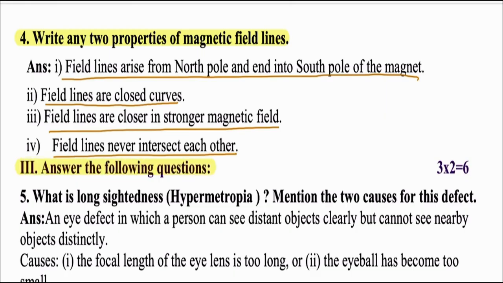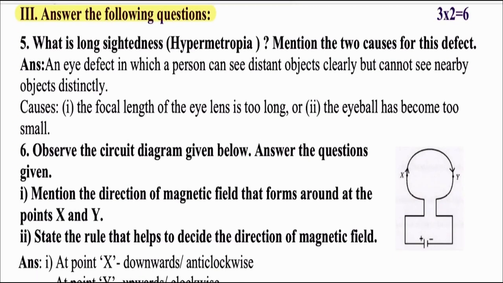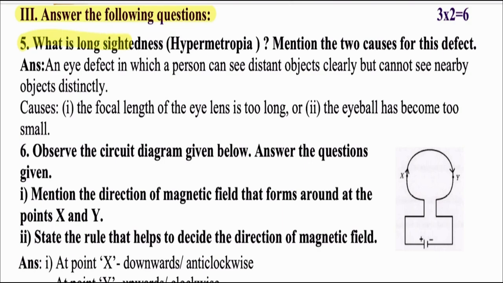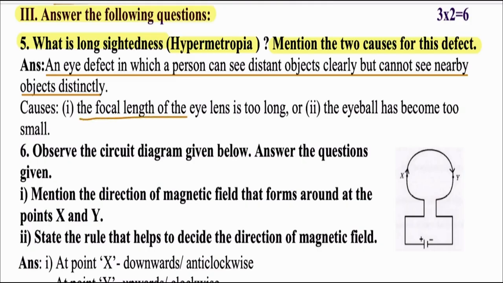Answer the following questions. Question number 5. What is long-sightedness? Hypermetropia. Mention the two causes for this defect. So hypermetropia means an eye defect in which a person can see distant objects clearly but cannot see nearby objects distinctly. And the causes are the focal length of an eye lens is too long or the eyeball has become too small. These two are the causes.